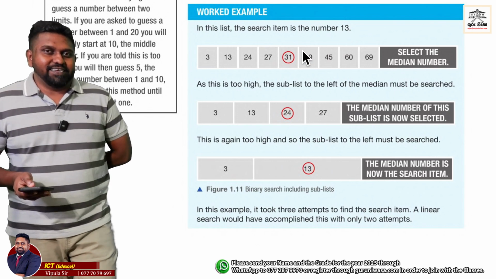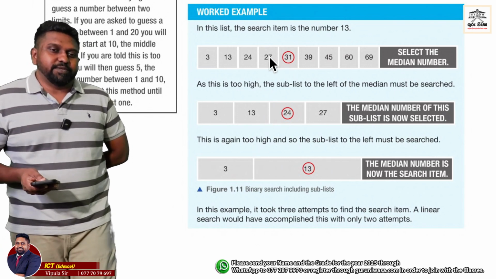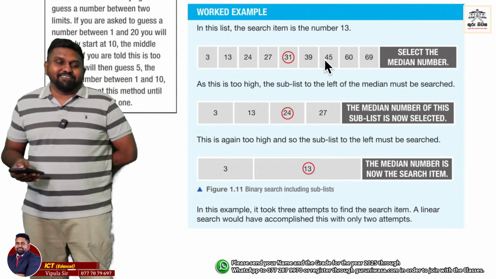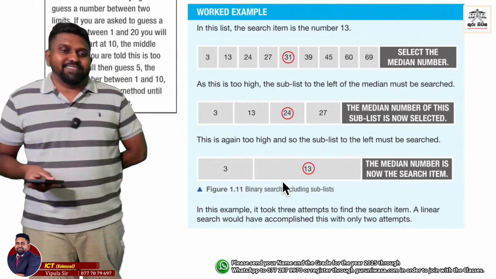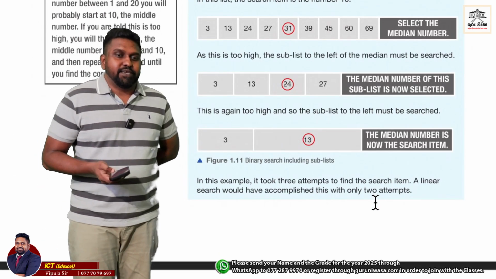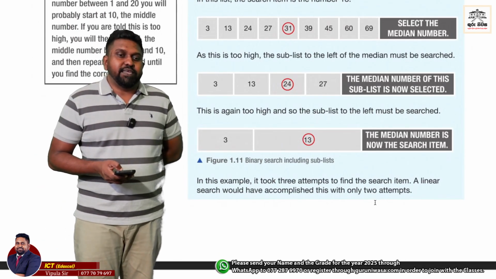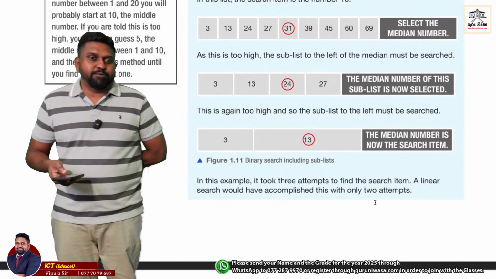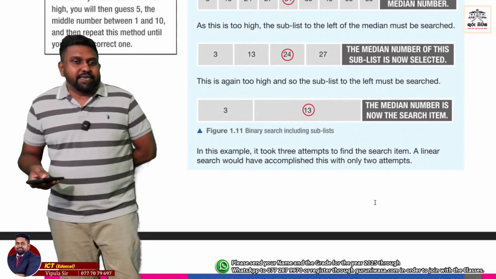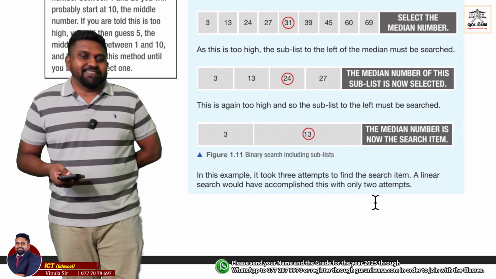So technically to search 13 we just went through 3 passes, 3 recursions, right? 1 to start off, second and third. So in this example you can see it took 3 attempts. It basically went through 3 attempts to find the search item, and it just gave you the search results.